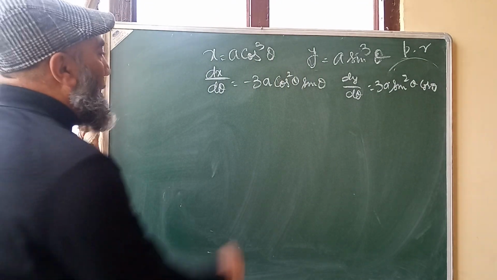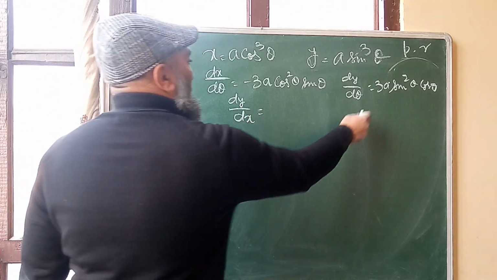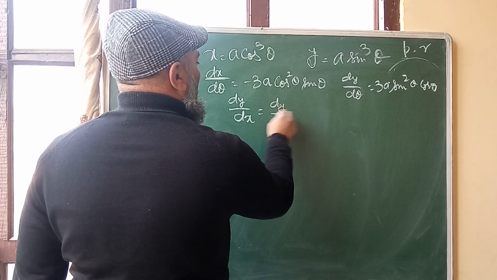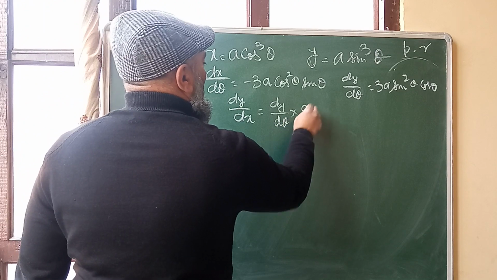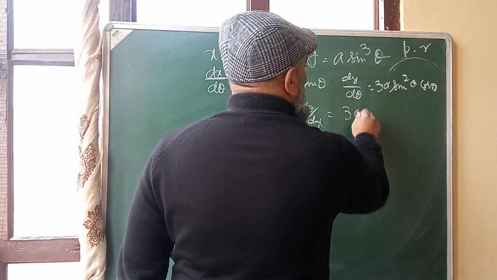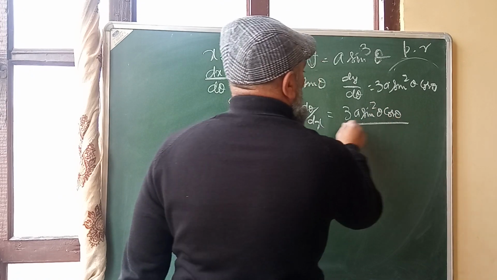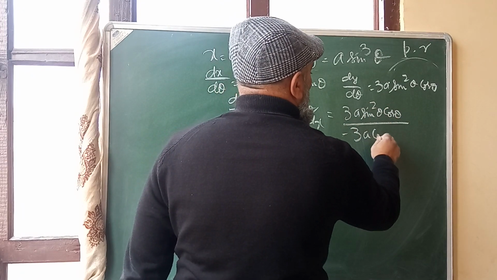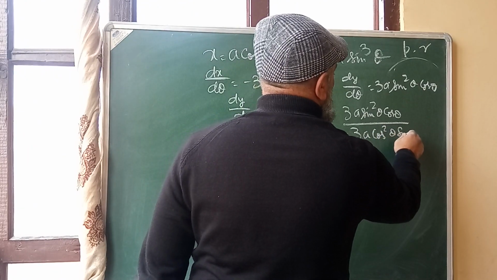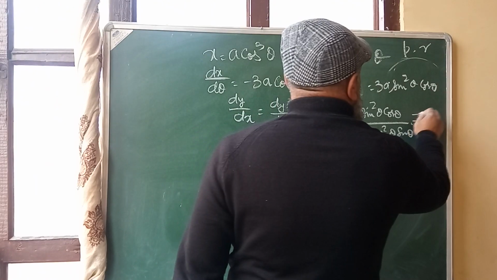Fine. Now dy by dx is dy by d theta into d theta by dx. It is 3a sin square theta cos theta over minus 3a cos square theta sin theta. What is that? Minus tan theta.